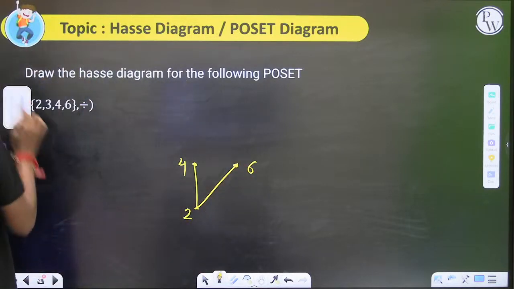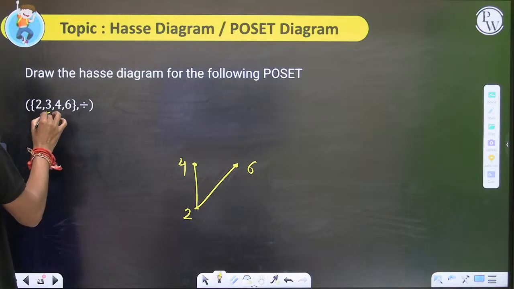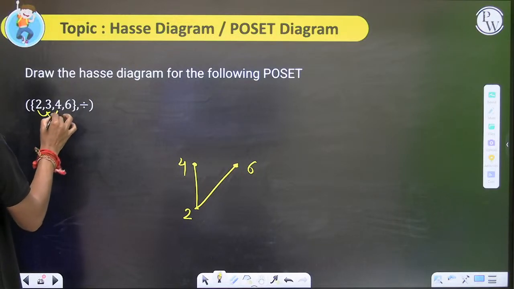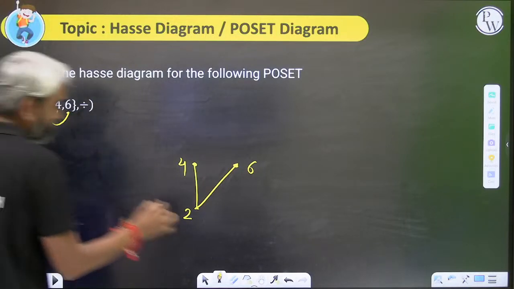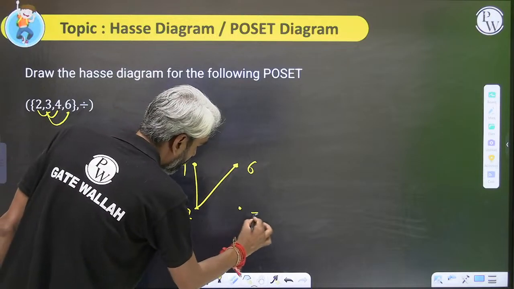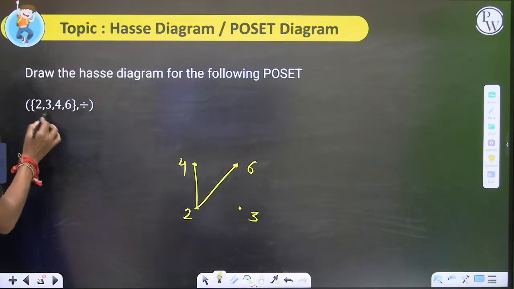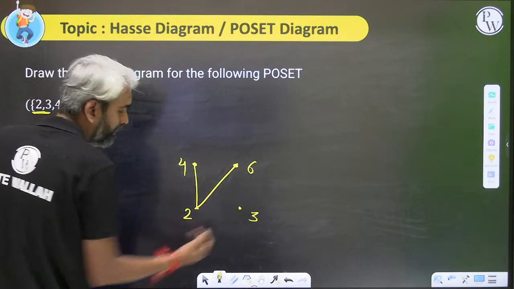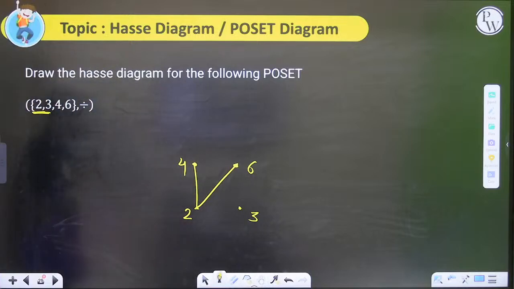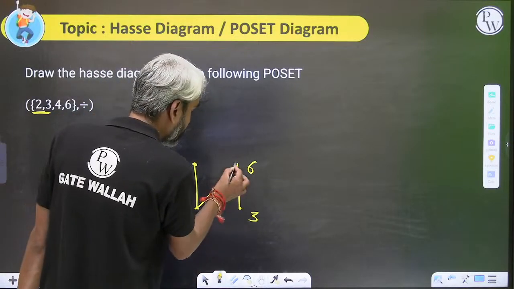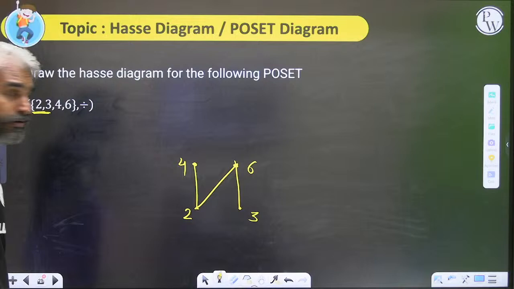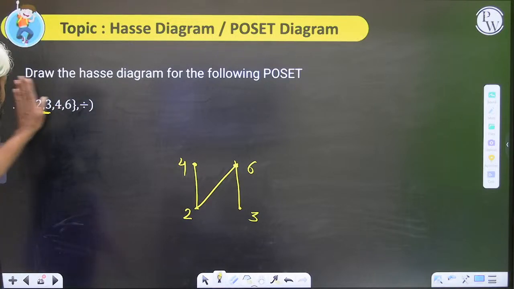Done with 2? Okay, let's move with 3. Does 3 divide 2? No. Does 3 divide 4? No. Does 3 divide 6? Yes. So 2 and 3 are not related, so they may be at the same level, and 3 divides 6. So that's the only poset diagram for this given poset.